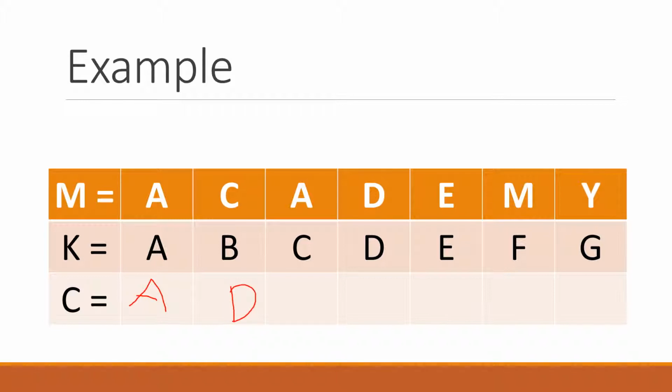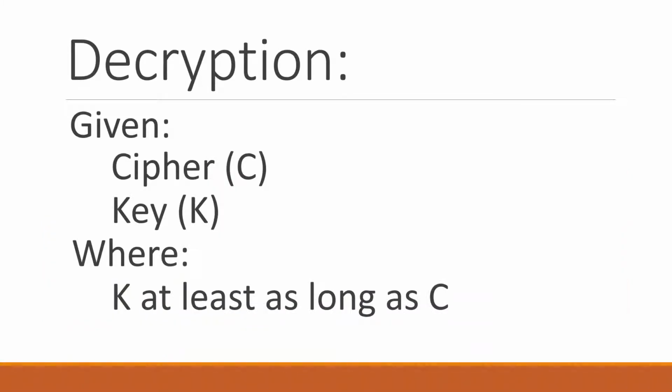If we carry out this exercise again, we're going to get the value of C, and then D with a key of D goes to G, E and a key of E goes to I, M with a key of F goes to R, and Y with a key of G goes to E. So there's our ciphertext. Now let's look at the decryption method.